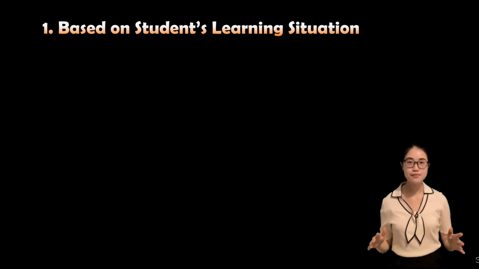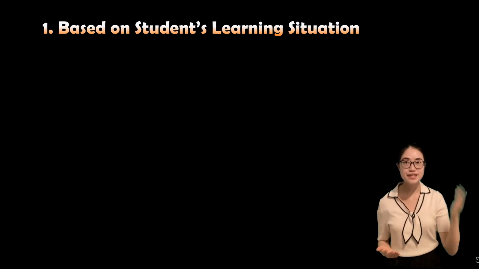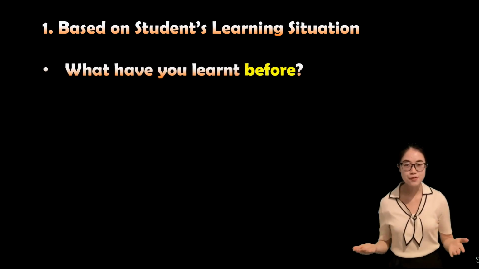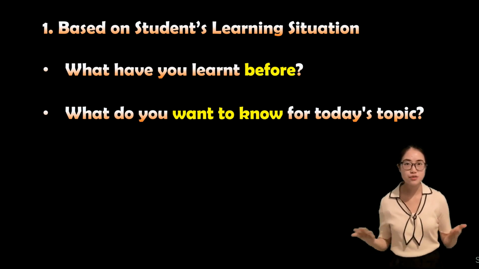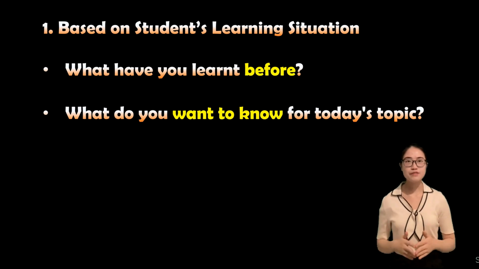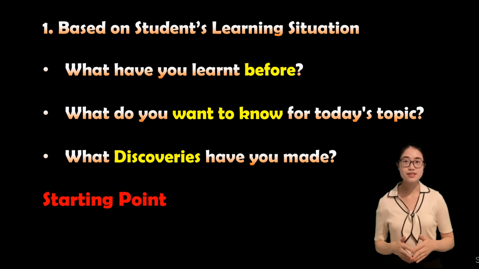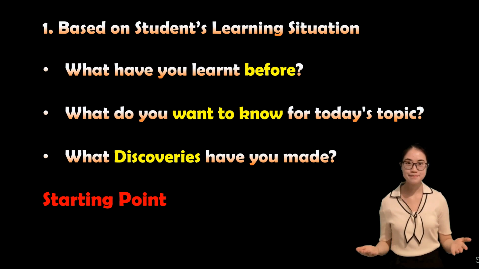Firstly, we need to teach based on students' learning situation. We must figure out the cognitive starting point of each student and guide them to take the initiative to sort things out for themselves. For example, hey, I'd like to know what you have learned before. What do you want to know for today's topic? How far have you gone during pre-reading? What have you achieved? What discoveries have you made? This is the starting point, or in other words, the foundation of learning. Everything grows from this base.